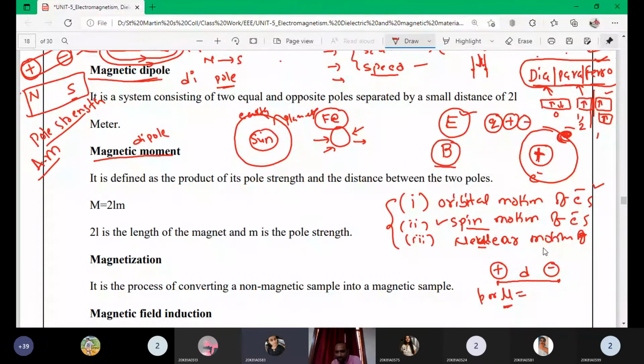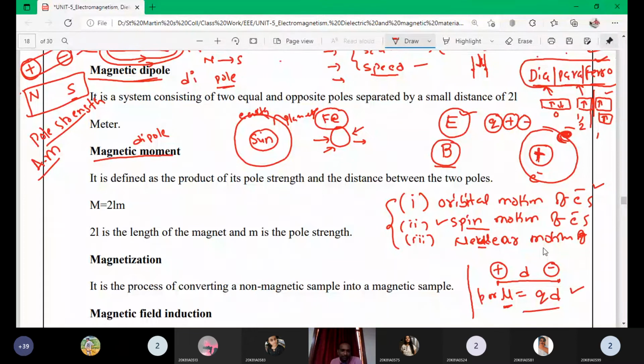Charge into distance. Yes, this charge into distance is the electric dipole moment. I had already given the clue and you are not answering. This is just one day before class. If you read electric dielectrics, the magnetic materials have a similar definition. No need to worry. Electric dipole moment means charge into separation between the two charges.